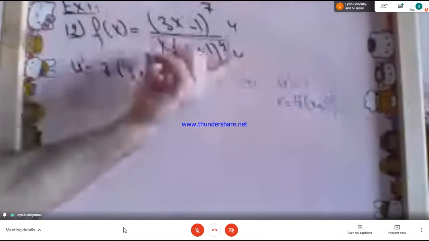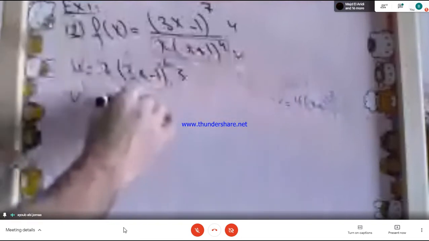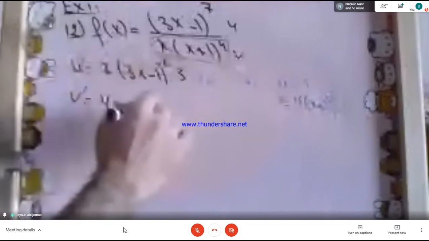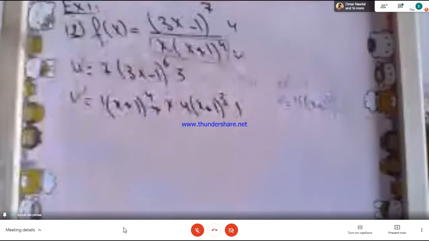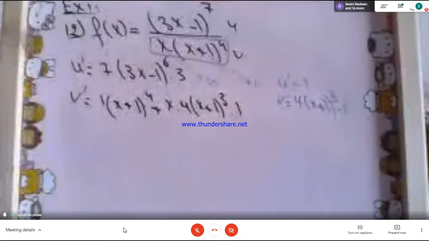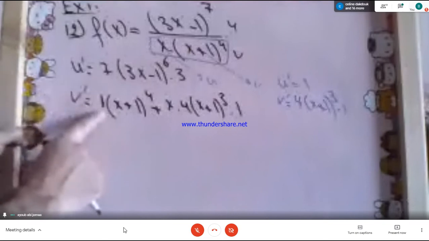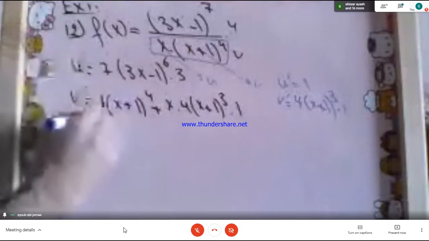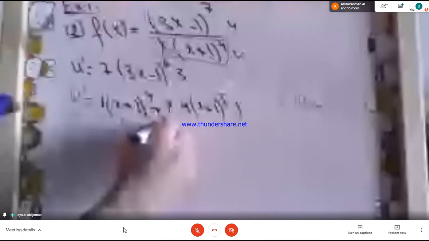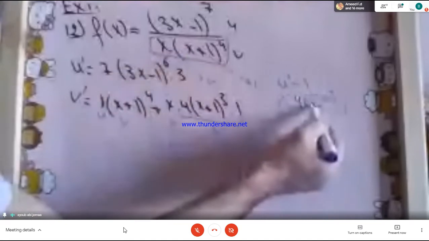So v prime, the derivative of this denominator, is 1 times x plus 1 to the power 4 plus u v prime, x times 4. We didn't count the x. The derivative of x is 1, that's why I put 1 times here. When we multiplied the 4 by the 1, it's the derivative of x plus 1, the derivative of what's inside, the derivative of the base here.